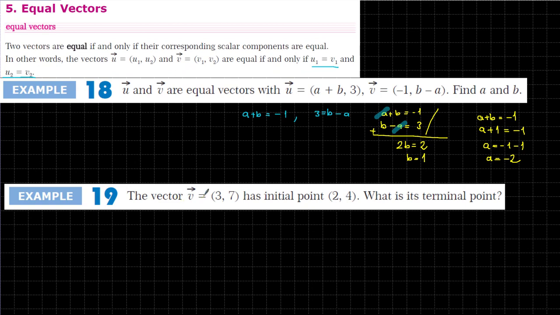Here, the vector v is equal to (3, 7), it has initial point (2, 4), and we don't know the terminal point. It is asking us to find the terminal point. In the previous videos, we named the terminal point x2, y2, and the initial point x1, y1. So here the vector should be equal to x2 minus x1 and y2 minus y1.